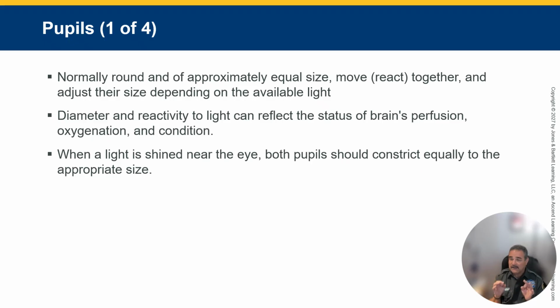So they should come down equally to around 2 millimeters, which is smaller than the end of an eraser, but a little bit bigger than the tip of a pencil, okay? So they should come down to an equal size. They should constrict when light hits them. What it's doing is reducing the amount of light coming into the eye so it doesn't blind you. You don't need that much light coming into your eye when you're out in the middle of sunlight, but your pupils dilate when you're in the dark so you can see better.